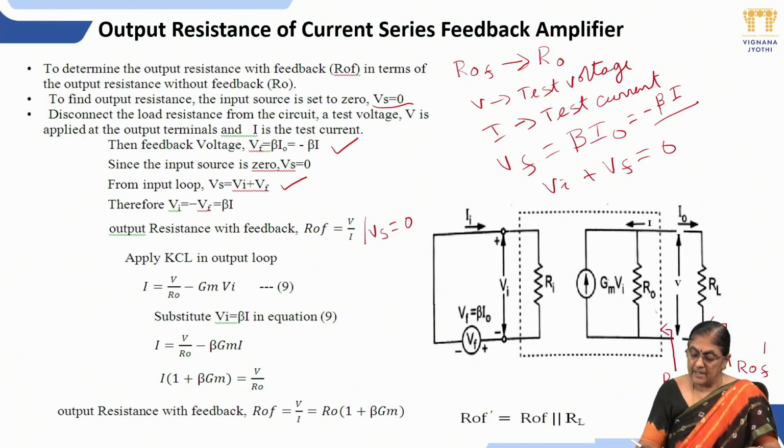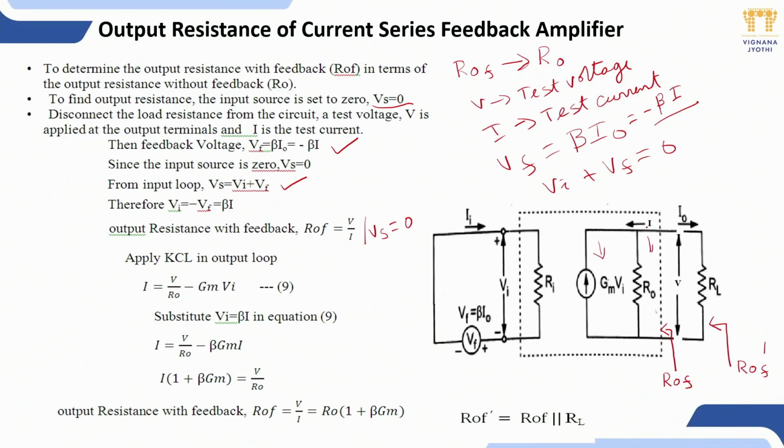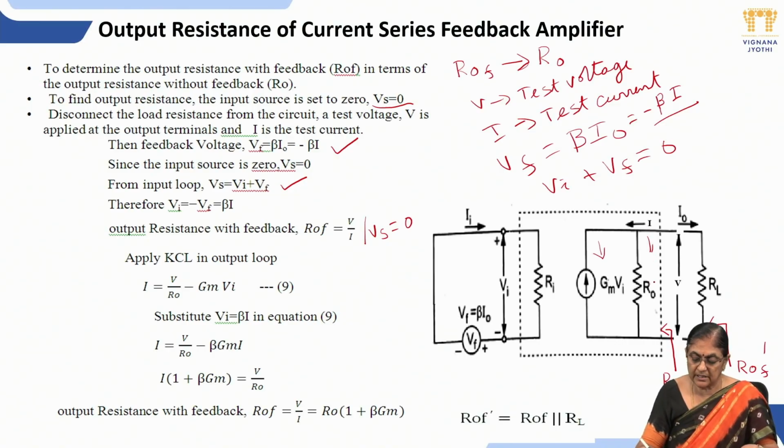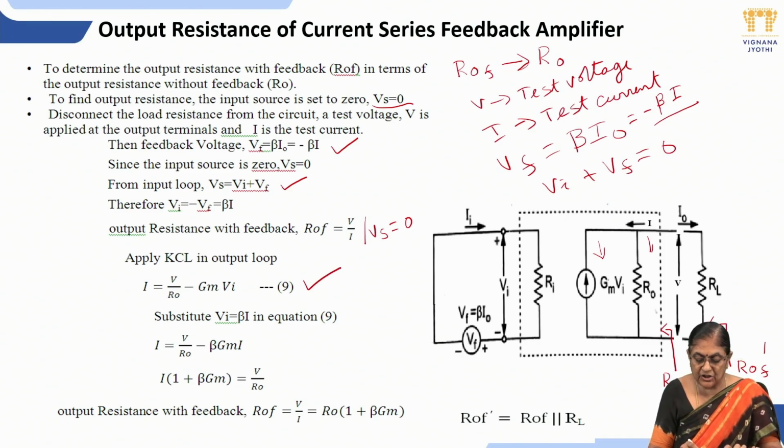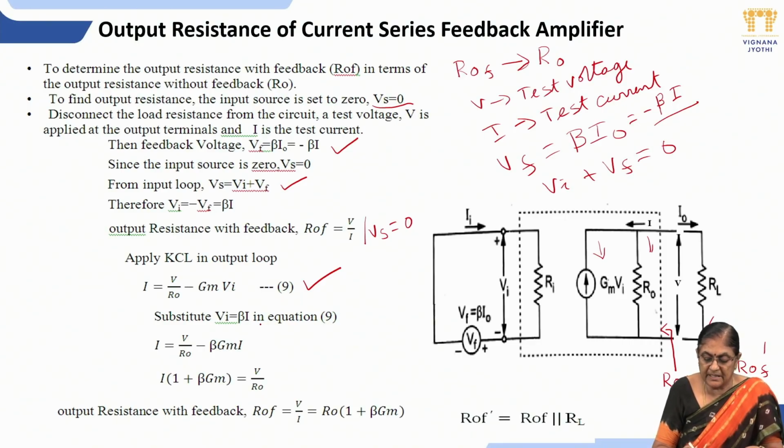Okay. I is the test current. This current is dividing into these two parallel branches. So what is the expression for I? I is equals to V by R0 minus Gm into Vi, because direction of this current source is opposite to the division current of I. Then you will get minus. I is equals to V by R0 minus Gm into Vi, that is equation 9. Substitute Vi is equals to beta I in equation 9. Then I is equals to V by R0 minus beta Gm into I.